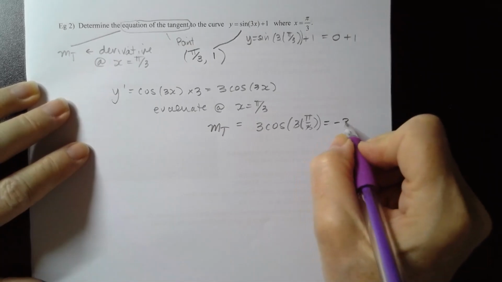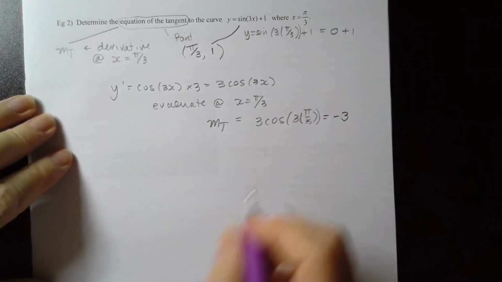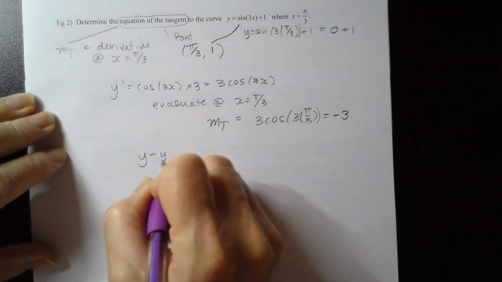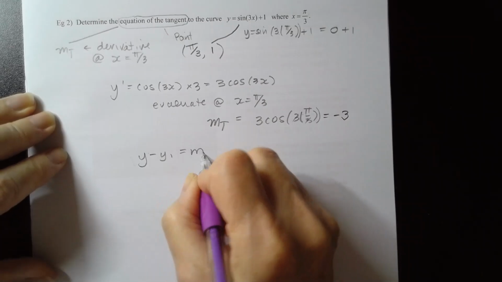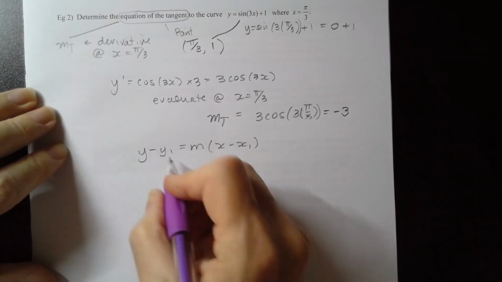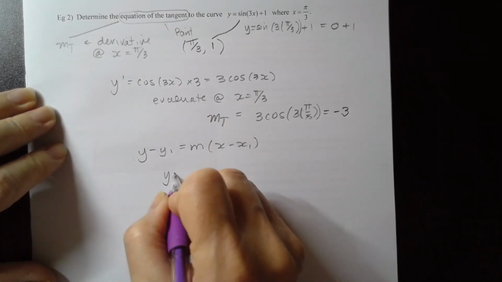This is negative 3. Now, the next thing I need to remember is the equation of a line. The equation of a line that we use for these is that. Hopefully everybody's been doing that. And so I get y minus 1, y1, times x minus pi on 3.